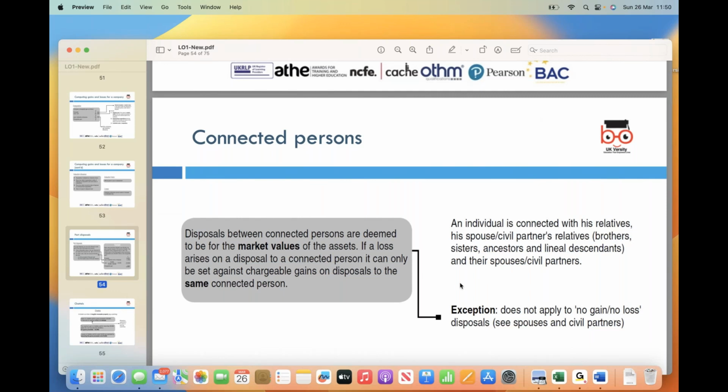For the purpose of this rule, an individual is connected to their spouse or civil partner, their relatives, including siblings, brothers and sisters, and lineal descendants, as well as their spouse or civil partner's relatives. This rule does not apply to no gain, no loss disposals that involve spouses or civil partners.